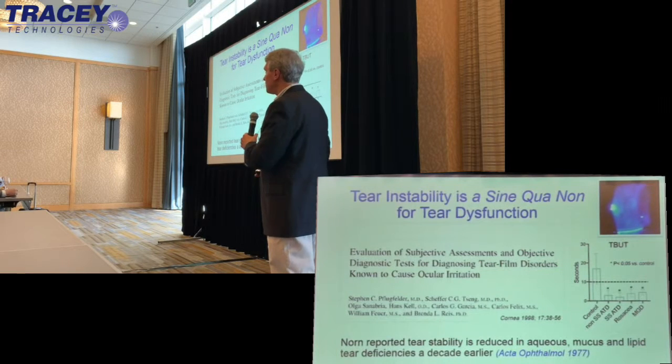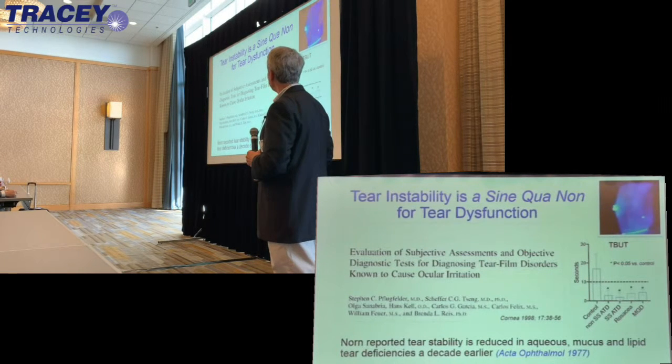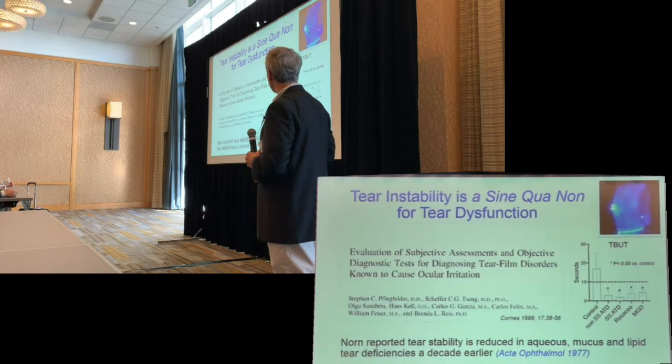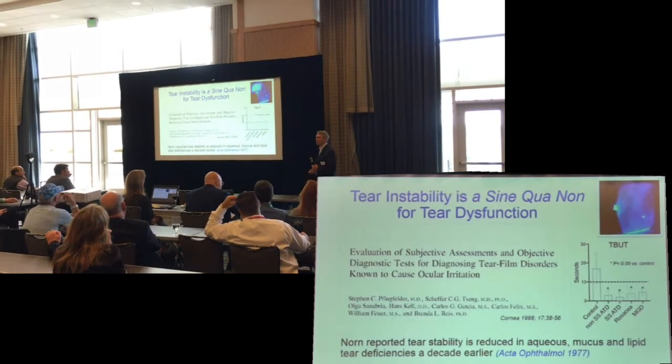So tear stability is really the defining feature of tear dysfunction. And as you can see here, all types of dry eye conditions, either aqueous deficiency, the autoimmune type or non-autoimmune type, ocular rosacea or atrophic meibomian gland disease, have a rapid tear breakup time, well under 10 seconds compared to a normal control.